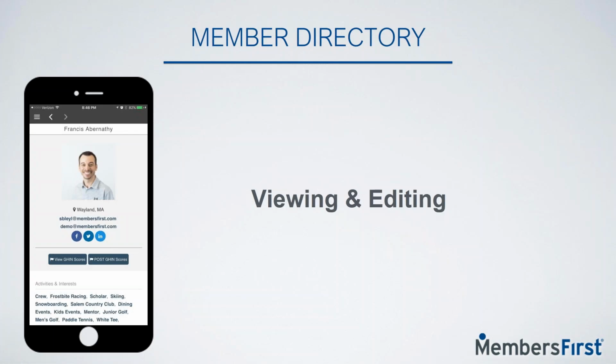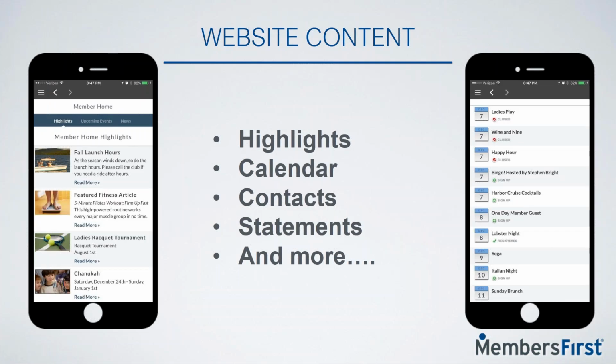Other quick things that are native to the MembersFirst mobile app is the member directory. It's the most visited area on any website, no matter what club you're at. So the member directory, they can go in there, view it, edit it, do all the same things that they can do on the web. They can also view all the website content as well, such as highlights, calendars, contacts, statements, and more.